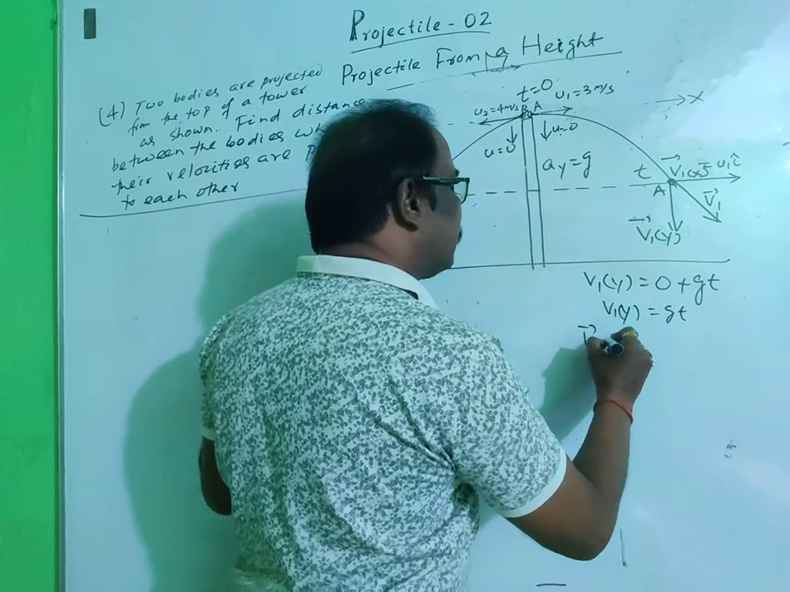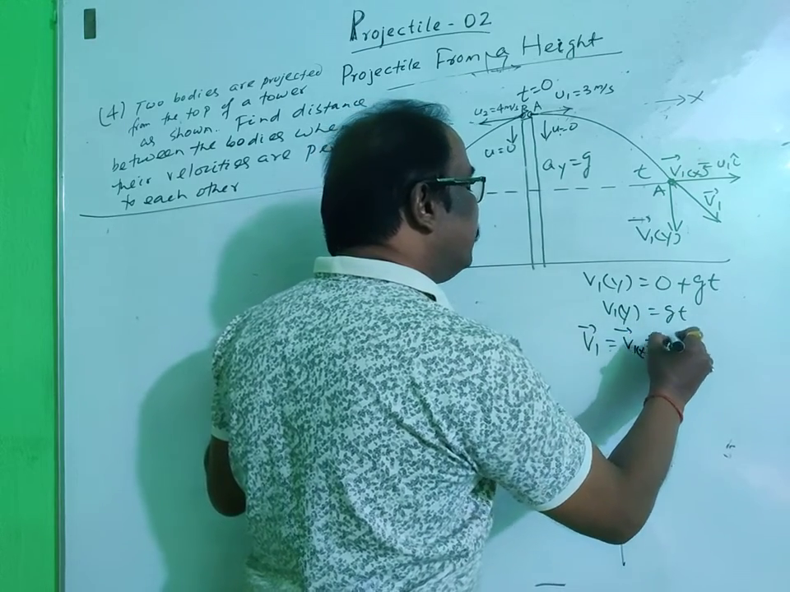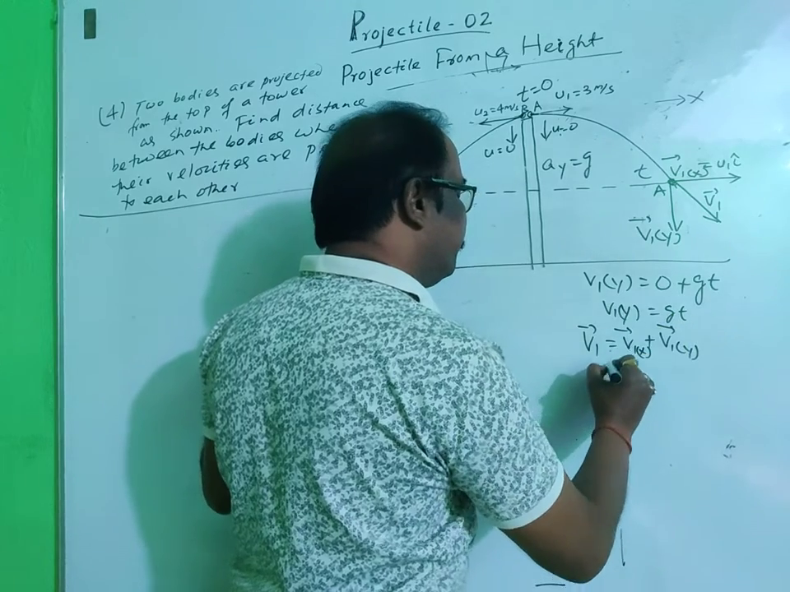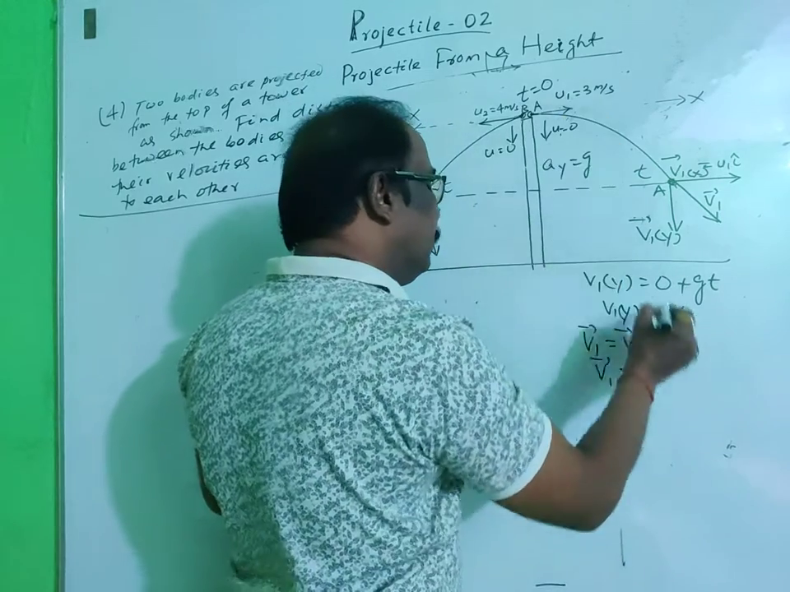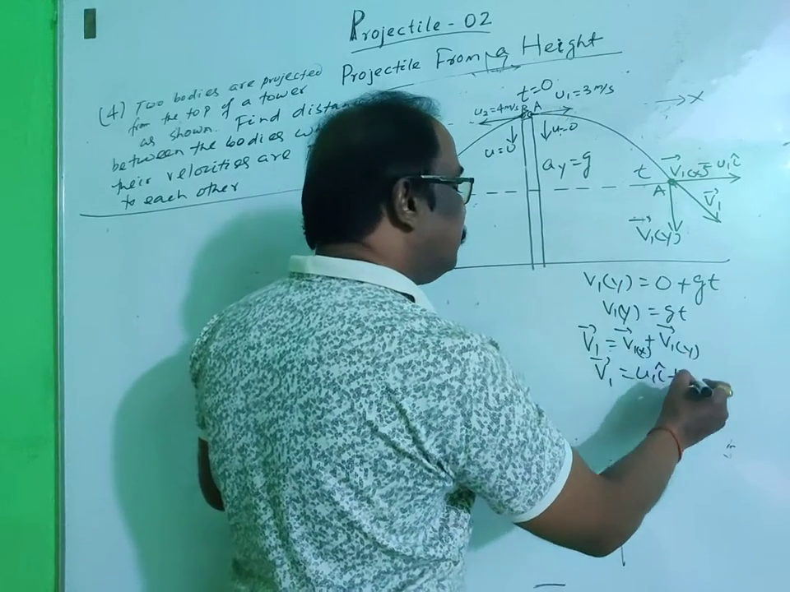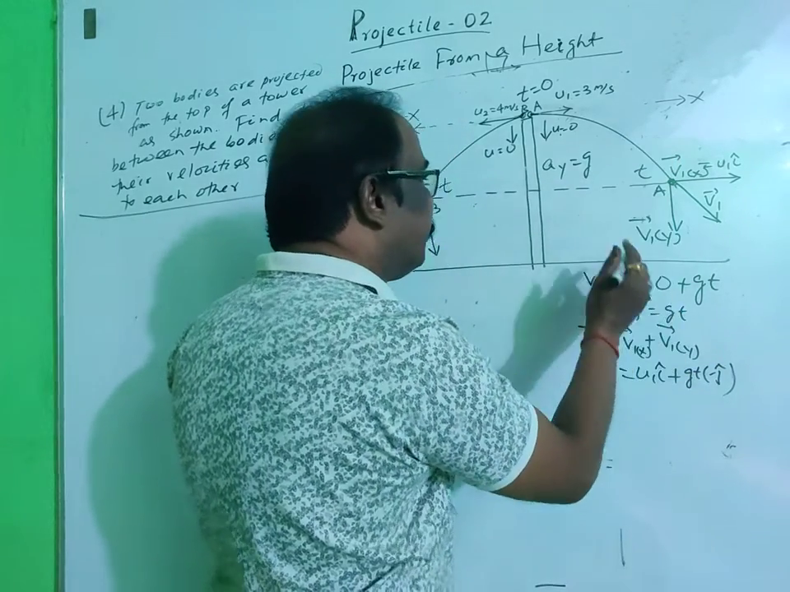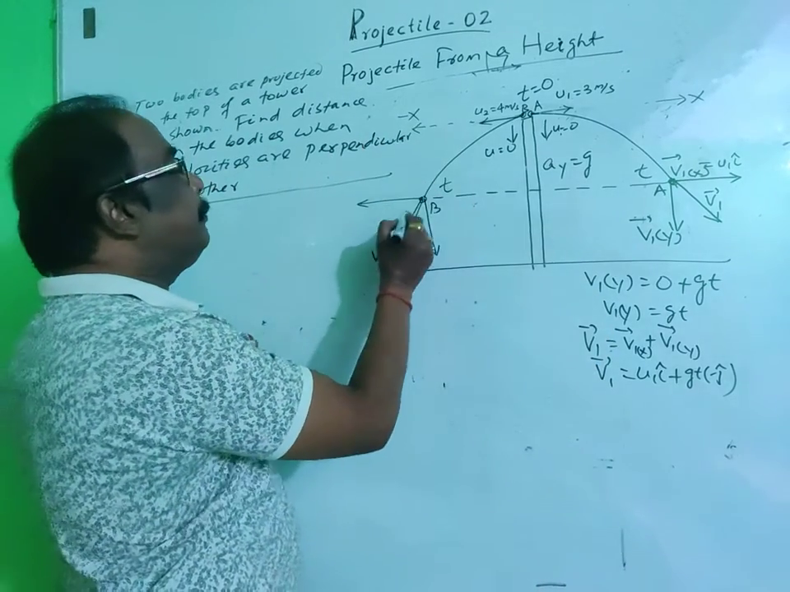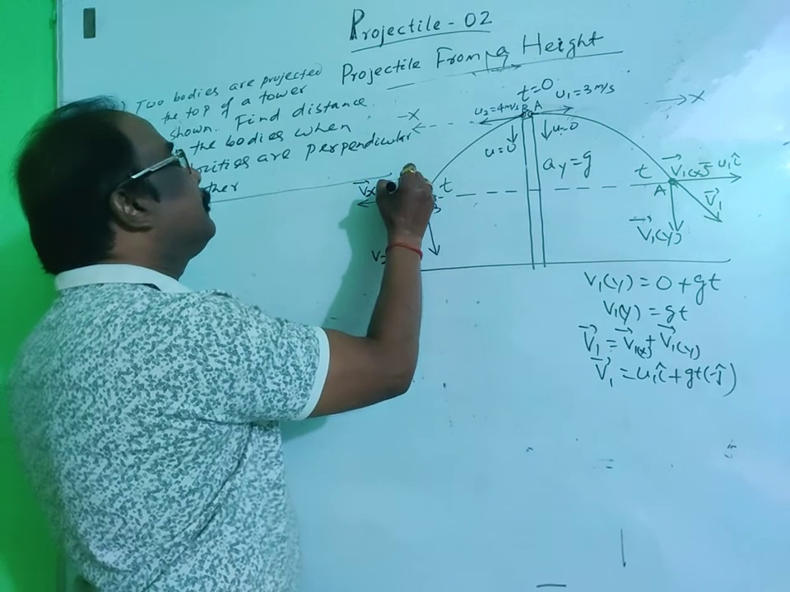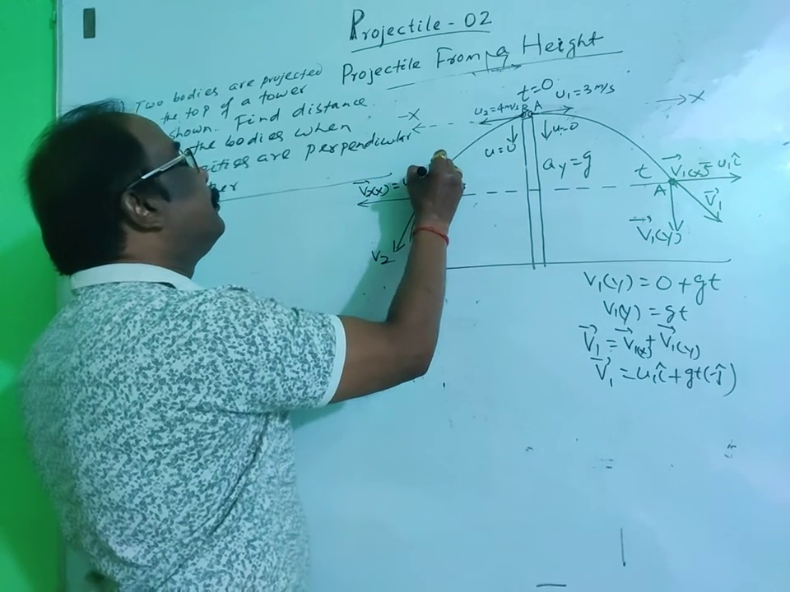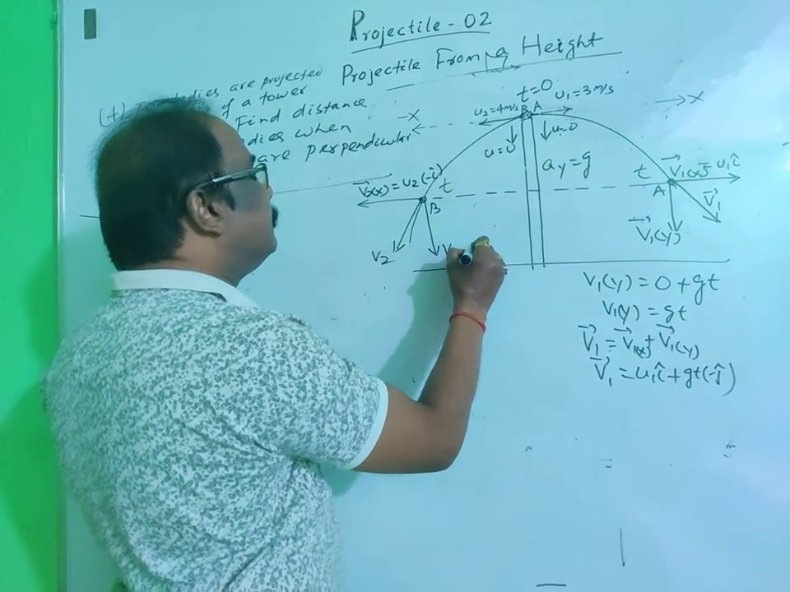So v1 vector is equal to v1x vector plus v1y vector. So v1 is equal to u1 i cap plus gt into minus j cap. This is along negative y direction. Then similarly here, this is v2x, which remains constant, this is u2, but direction is along negative x-axis, and this is v2y.